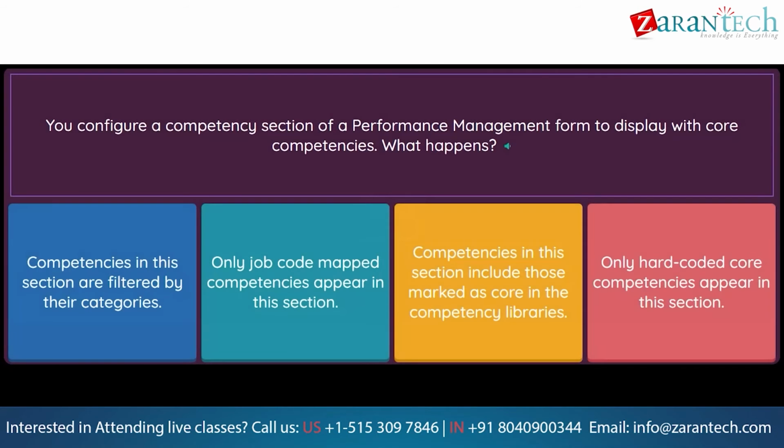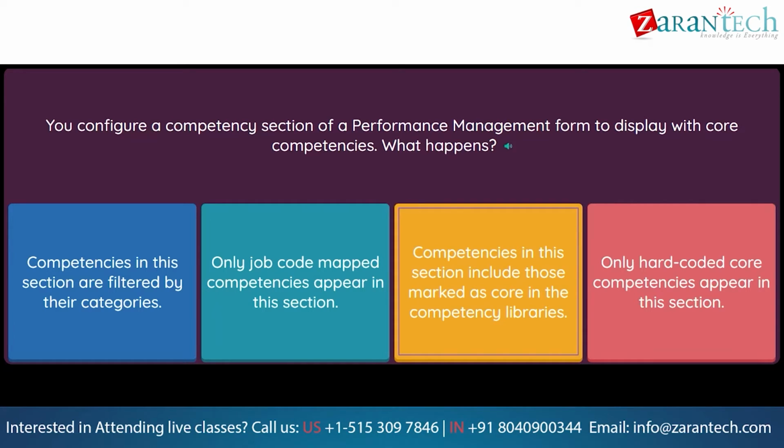Question: you configure a competency section of a performance management form to display with core competencies. What happens? Option 1: Competencies in this section are filtered by their categories. Option 2: Only job code mapped competencies appear in this section. Option 3: Competencies in this section include those marked as core in the competency libraries. Option 4: Only hard-coded core competencies appear in this section.